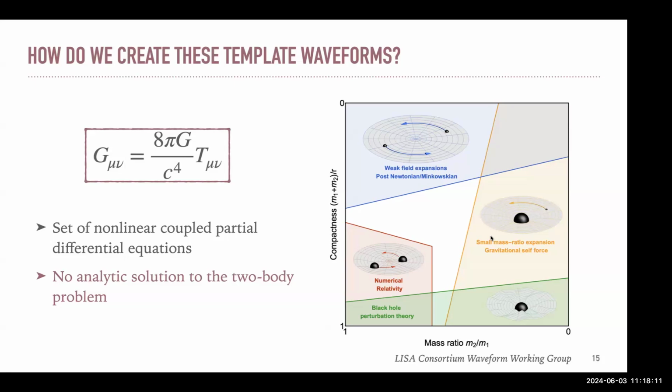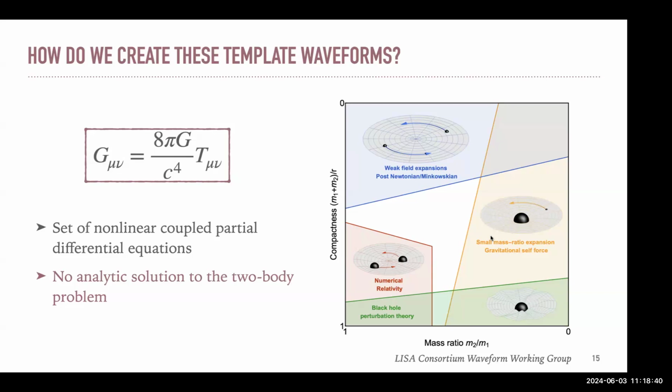Well, we want to solve Einstein's equations, right? That's what we're all here to do with the Einstein Toolkit, is solve Einstein's equations. They're very complicated equations, a set of nonlinear coupled partial differential equations. And for the two-body problem, there is no analytic solution. So we have to come up with other ways of solving, and which way you use depends on what type of system you have.